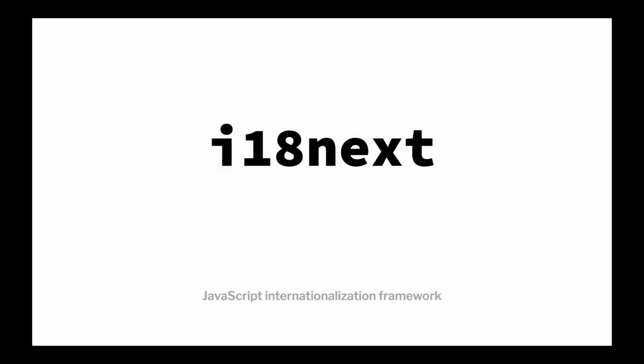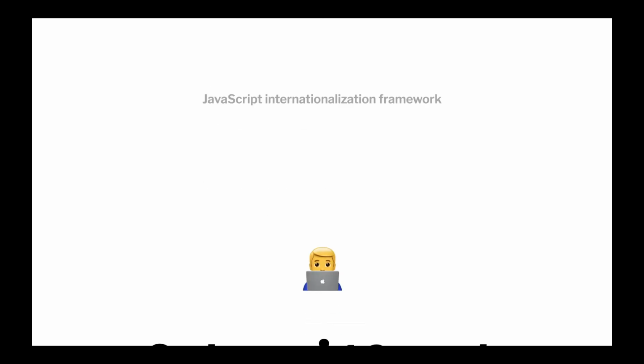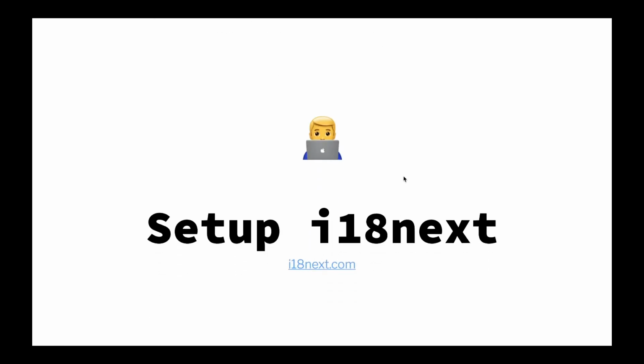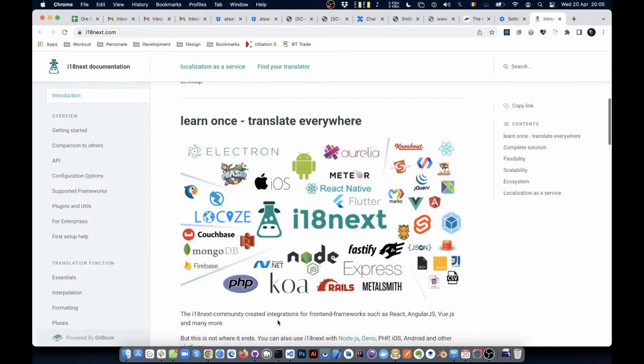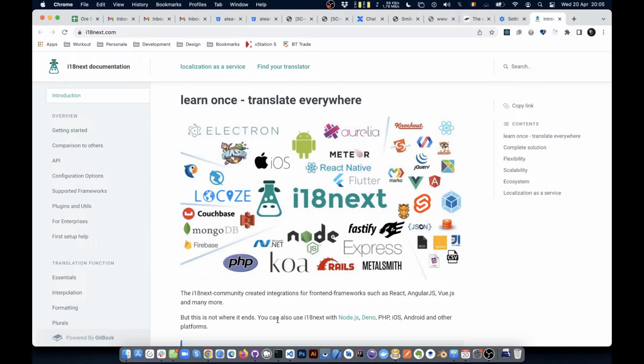I have used i18next in several projects. It's a JavaScript internationalization framework, and we're going to go through a very quick setup to see how easy it is to set up and to use. It is available in probably most technologies that you would use, not all of them. It's available on the server, and not only in the JavaScript ecosystem.